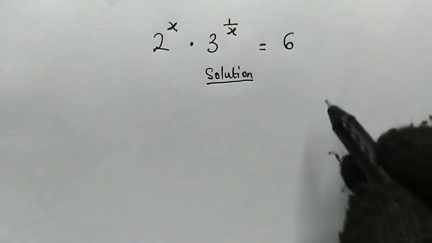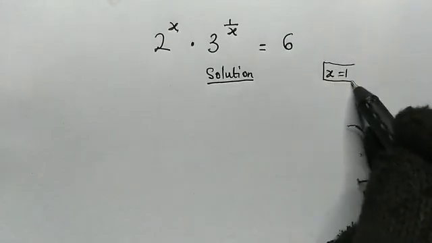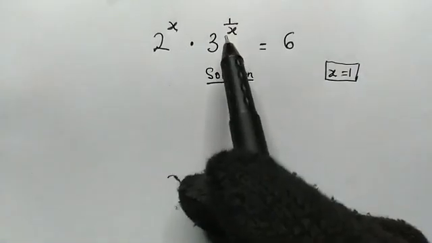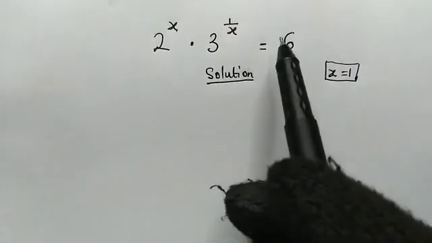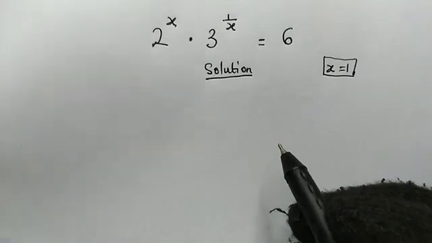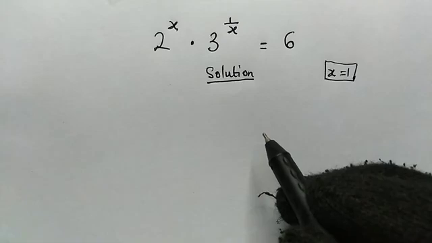I know we can easily say that 1 is the solution, right? That is x is equal to 1. Satisfy this equation. That is 2 to the power of 1 times 3 to the power of 1 divided by 1, which is 1. That will give us 6. But interestingly, this equation has 2 real solutions. So how do we find the other solution? Now let's see how we're going to solve this problem.